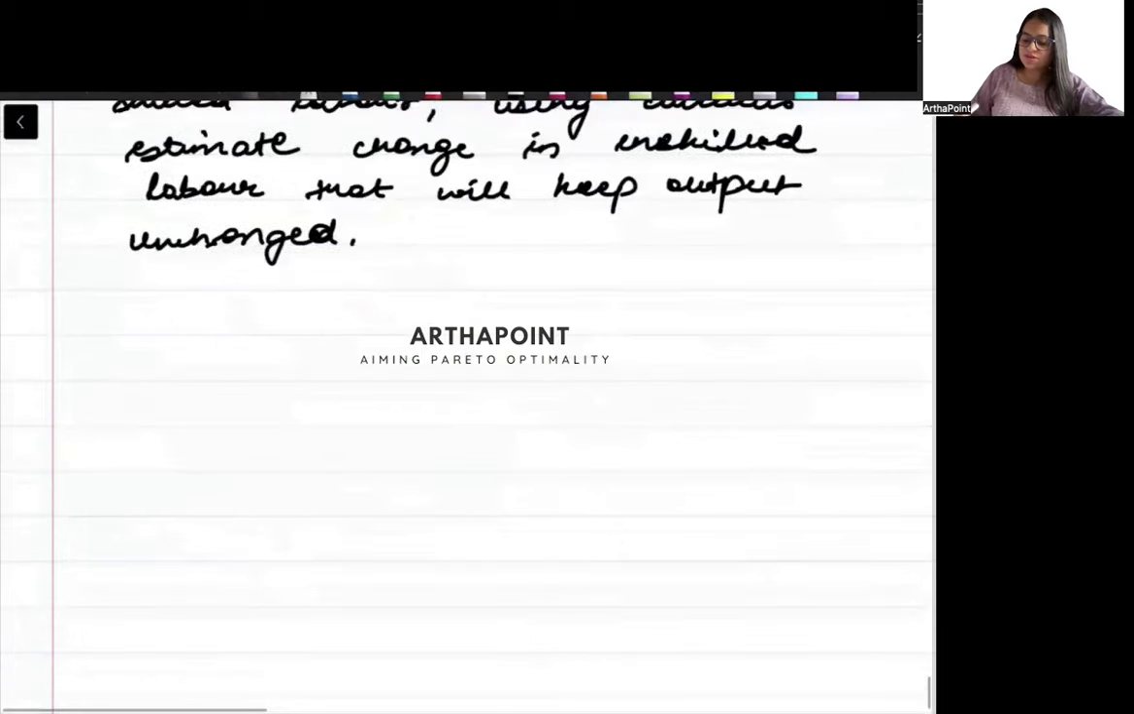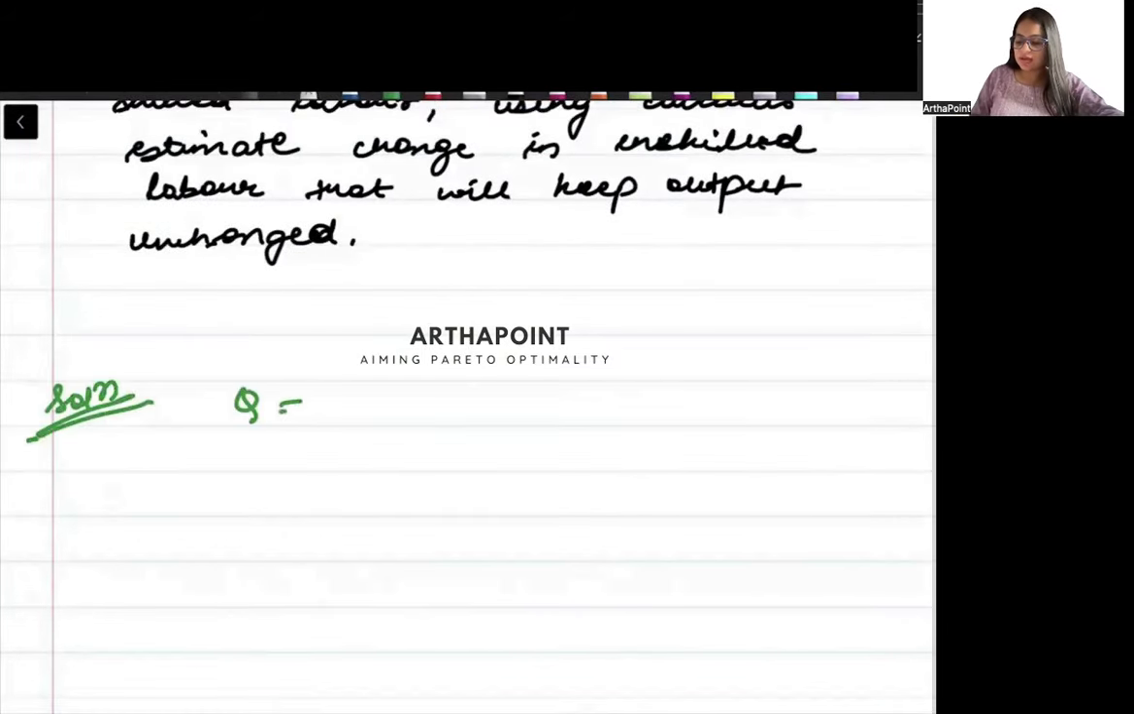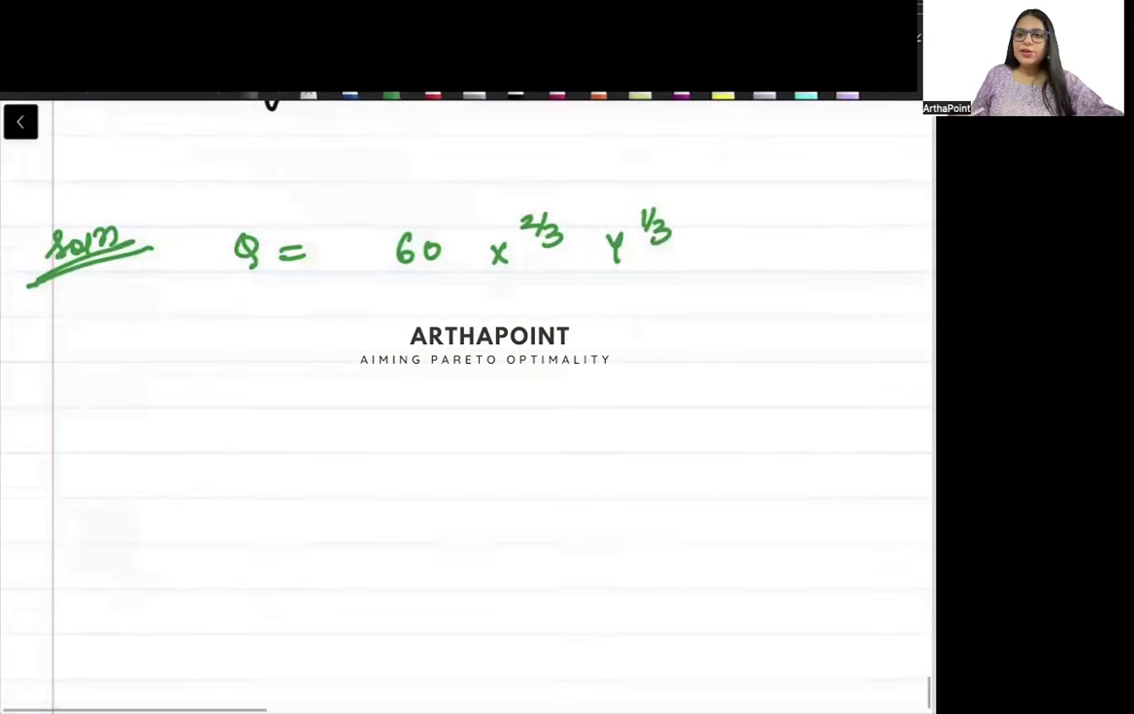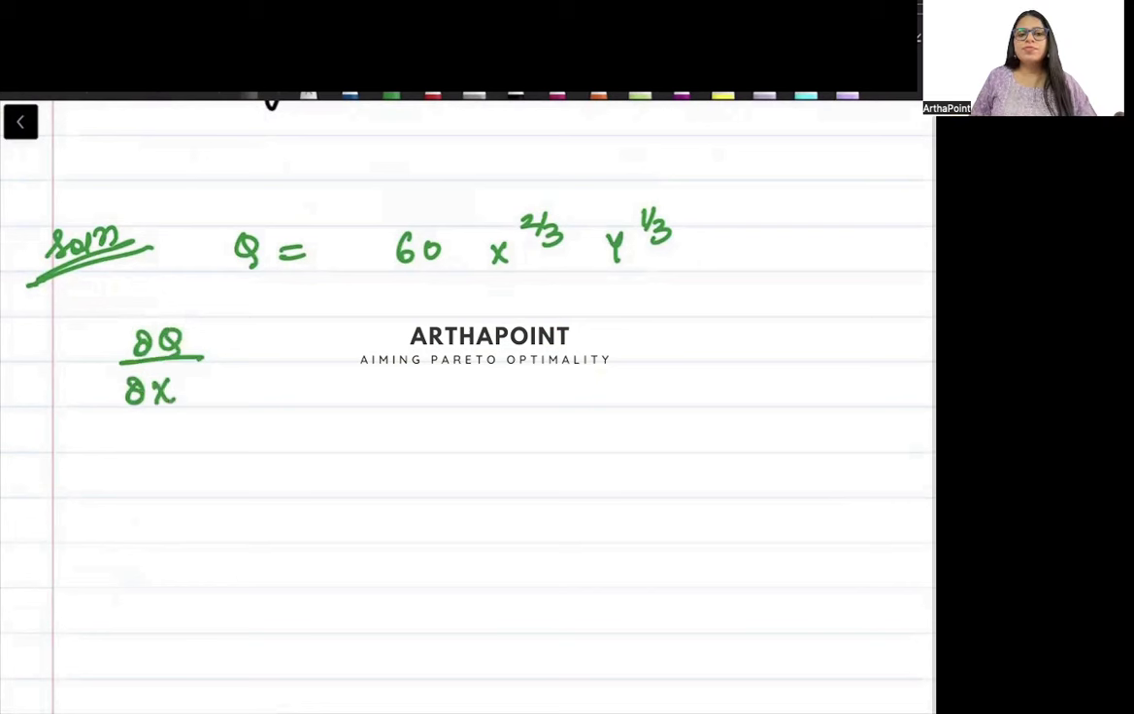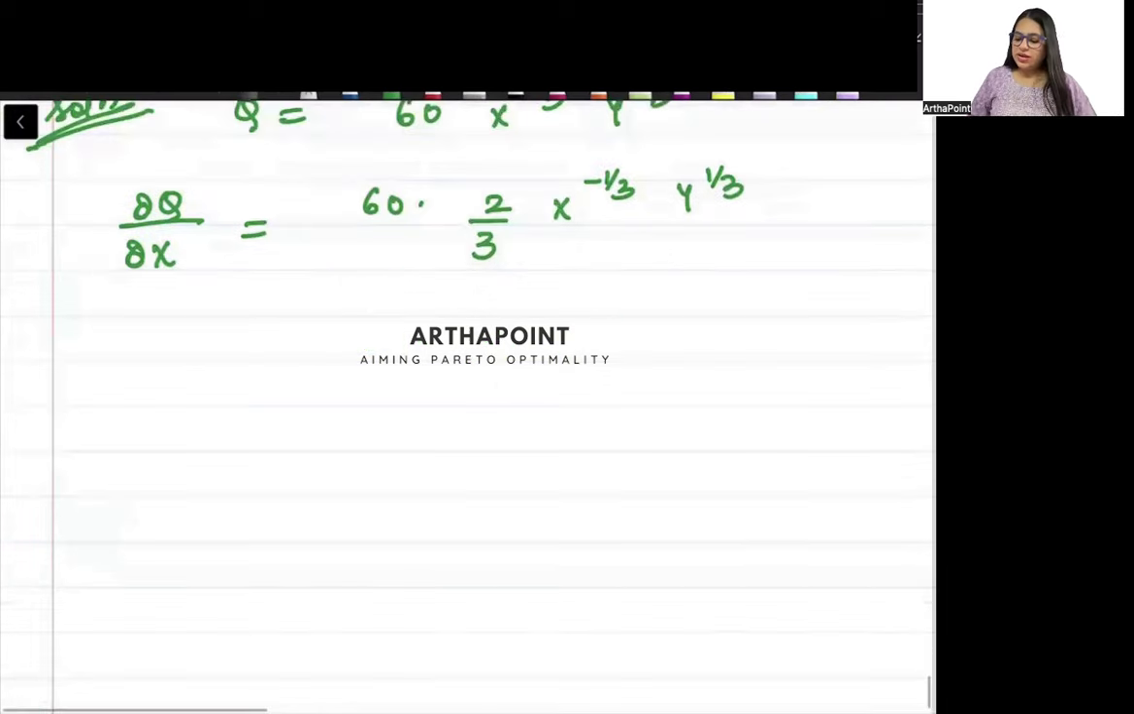Okay. So first of all, tell me what is the production function given to you, beta? It is 60 x to the power 2 by 3, y to the power 1 by 3. Can you tell me how output will change when x changes? So I will differentiate it with respect to x. So 2 by 3, x to the power minus 1 by 3, y to the power 1 by 3. Right? So this will give me 40 y by x to the power 1 by 3.